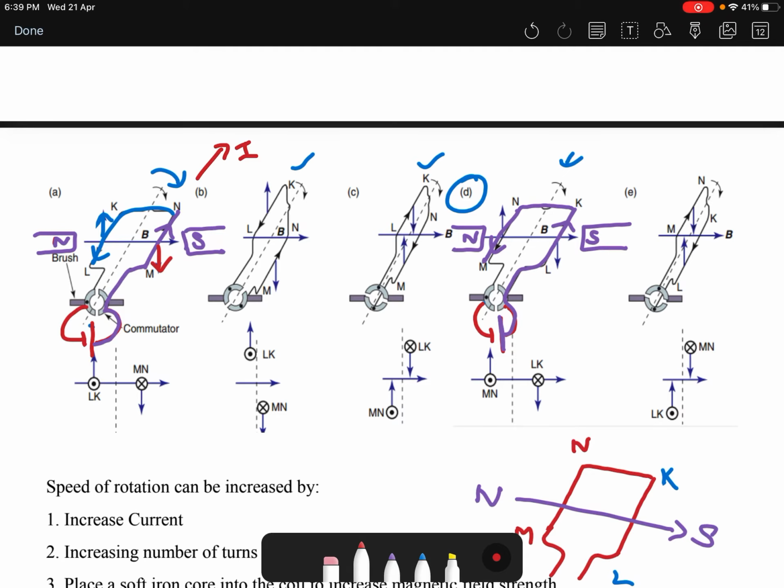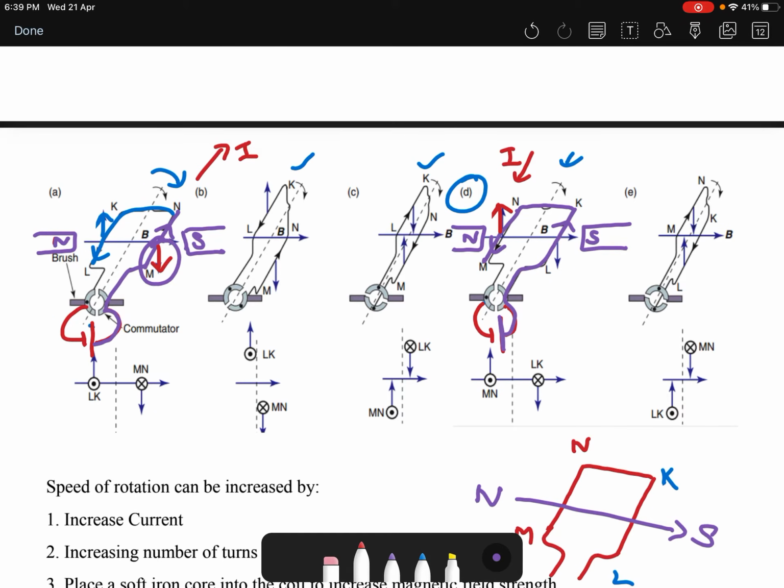So this is the current. But for diagram D, your current is flowing in this particular direction. You notice there's a reversal of your current in the same wire, MN. The direction of the force on your MN was downward, and now the direction of your force is upward. This is due to the reversal of your current. If you reverse your current, the direction of your force will become opposite. Just now it's downwards, now it's upwards.